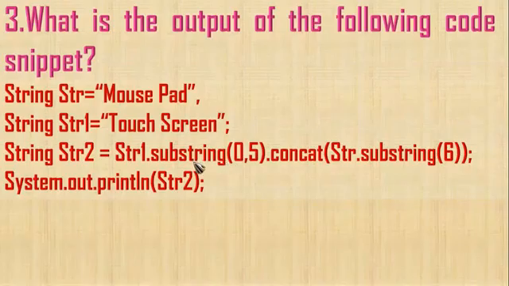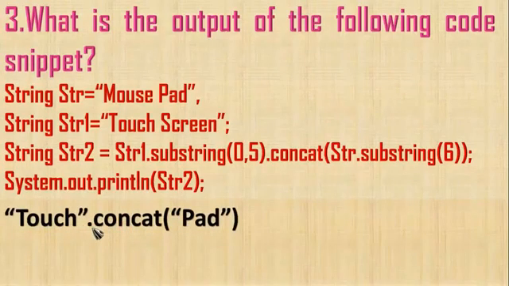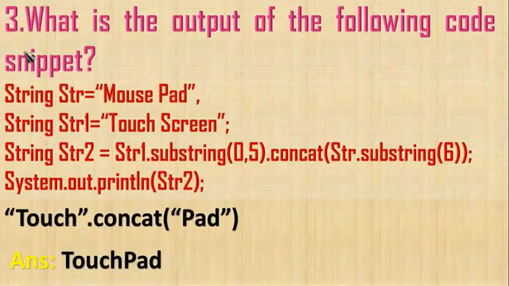So this will become touch dot concat of str dot substring of 6. See here only one index is given. So from that index, whatever is there, everything will be taken. str is mousepad. Let us count 0, 1, 2, 3, 4, 5, and then 6 starts from p. So from p, the remaining everything will come. So it will be touch dot concat of pad. Both together will give the answer touchpad. Please note, even a space is also a character here.